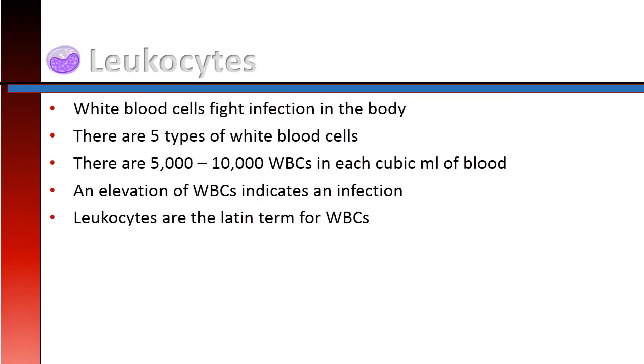White blood cells, or leukocytes, fight infections in the body. There are 5 different types of white blood cells. And in each cubic milliliter of blood, there are approximately 5 to 10,000 white blood cells. An elevation of white blood cells can indicate an infection somewhere in the body. And the term leukocyte is the Latin term for white blood cells.